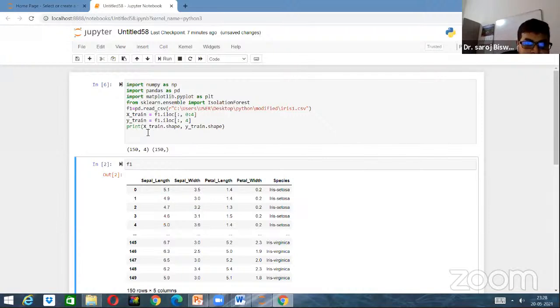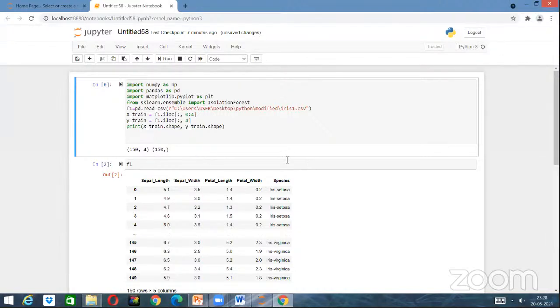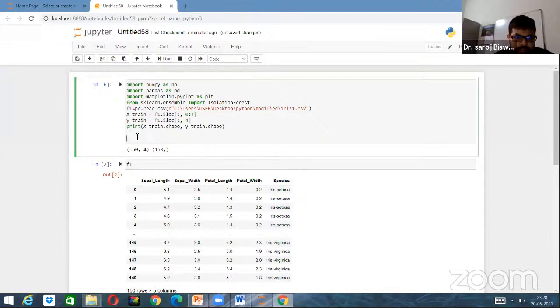So here, print x_train dot shape. In x_train, how many do we have? 150 rows. And how many columns? 4 columns. That's why it shows 4 here. And y_train shape, how many? Only 1 column, and 150 rows. The 1 column is not written here. Then thereafter I put the next one, showing one by one.